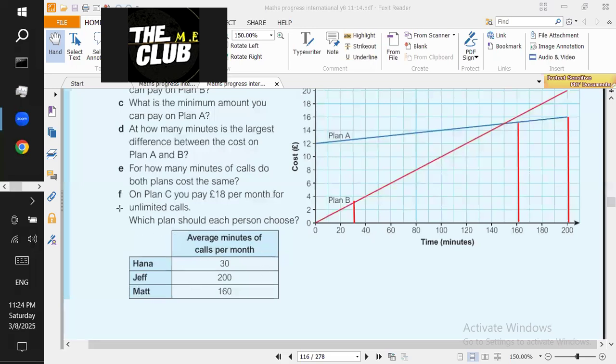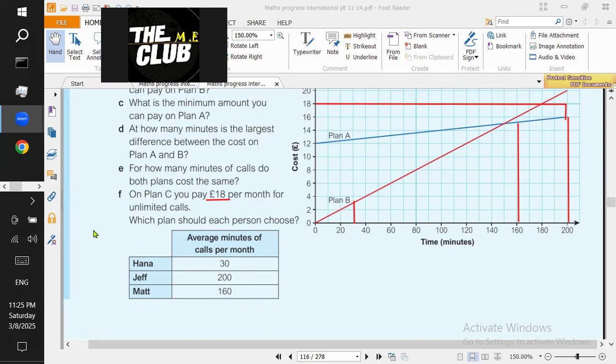Which plan should each person choose? On plan C, you pay 18 pounds per month for unlimited calls. So here, 18 pounds, it means it's here. So which is better for the 200 minutes, Jeff? It's better to take the C, right? Because he can take unlimited amounts of minutes. Okay. Now, instead of paying the £20 for the 200 minutes, he can take the free calls for 18 pounds per month. Okay. Yes. Now let's move on.